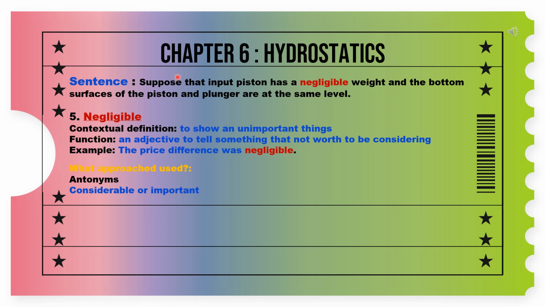Chapter 6, Hydrostatics. Suppose that the input piston has a negligible weight and the bottom surface of the piston and plunger are at the same level. Negligible. Contextual definition: to show an unimportant thing. Function: an adjective to tell something that is not worth considering. Example: the price difference was negligible. Antonym: considerable or important.